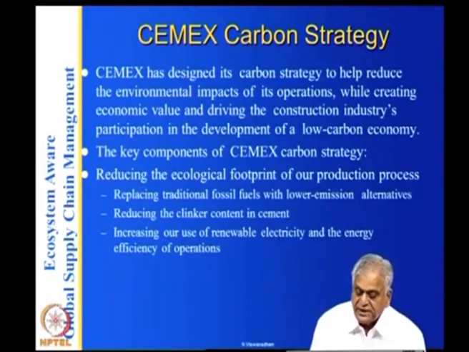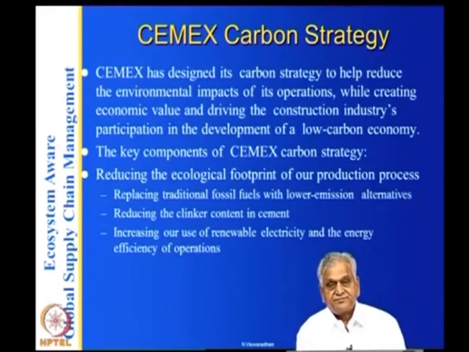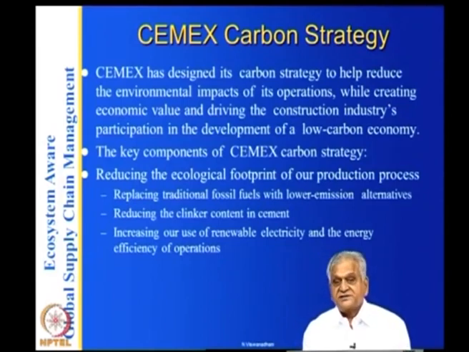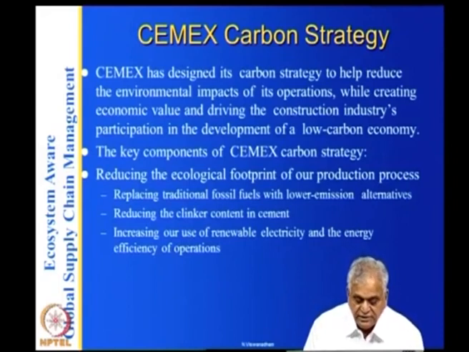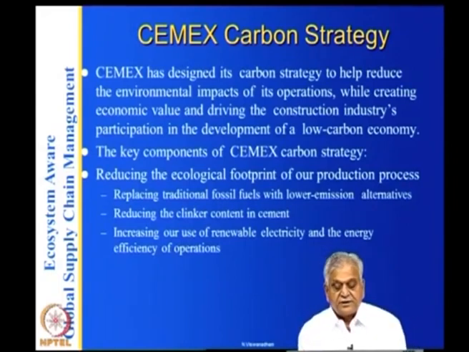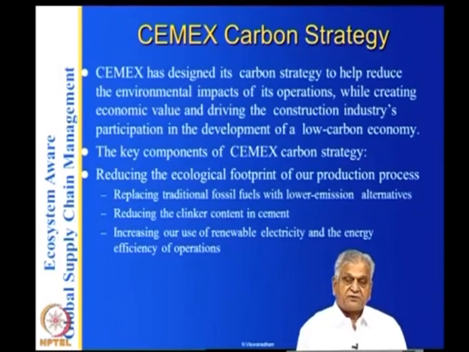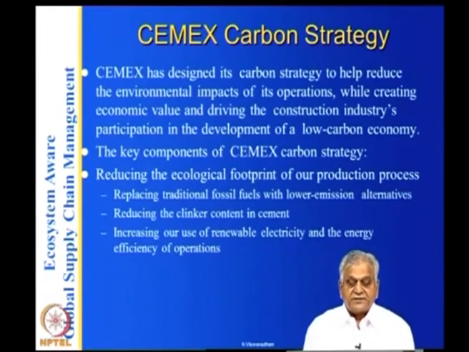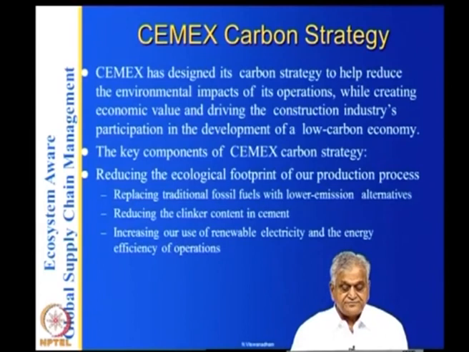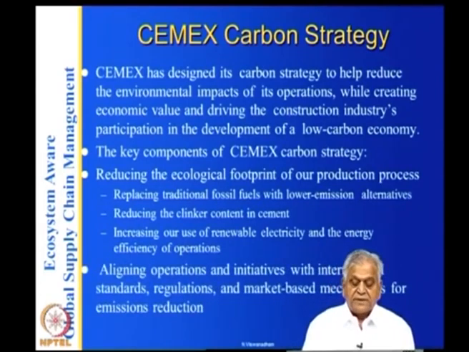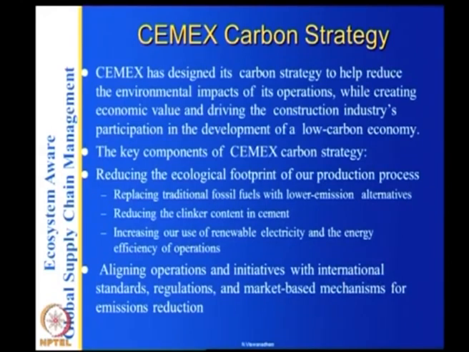Reduce the ecological footprint of our production process, replacing traditional fossil fuels with low emission alternatives. Reducing the clinker content in cement, because evidently that gives you a lot less carbon. Increasing our use of renewable electricity and other energy efficiency of operations, because it requires a lot of electric power and energy, so use renewable energy in this. Aligning operations and initiatives with international standards, regulations, and market-based mechanisms for emissions reductions. So whatever are the standards, ISO 14000, whatever, they are following this kind of standards.